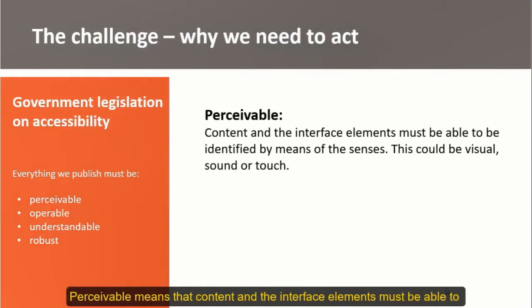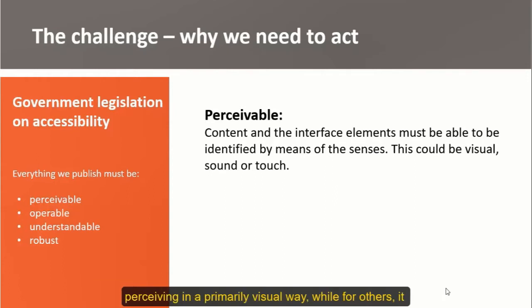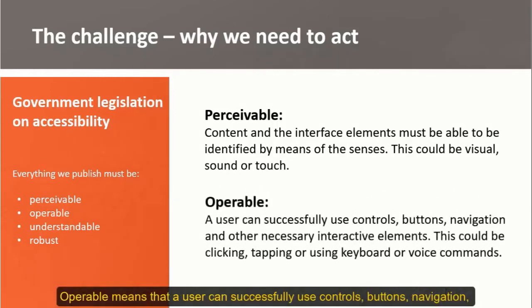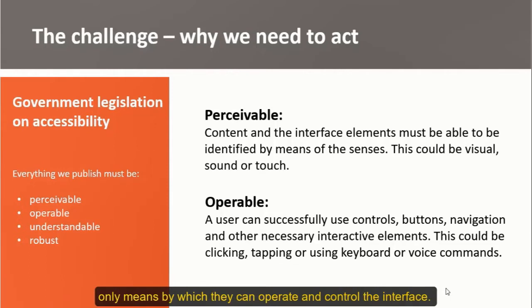Perceivable means that content and the interface elements must be able to be identified by means of the senses. For many users, this means perceiving in a primarily visual way, while for others it may be a matter of sound or touch. Operable means that a user can successfully use controls, buttons, navigation, and other necessary interactive elements. For many users, this means identifying an interface control visually and then clicking, tapping, or swiping. For other users, using a computer keyboard or voice commands may be the only means by which they can operate and control the interface.